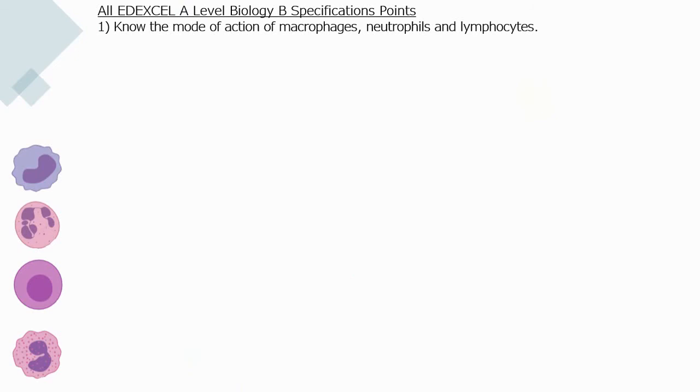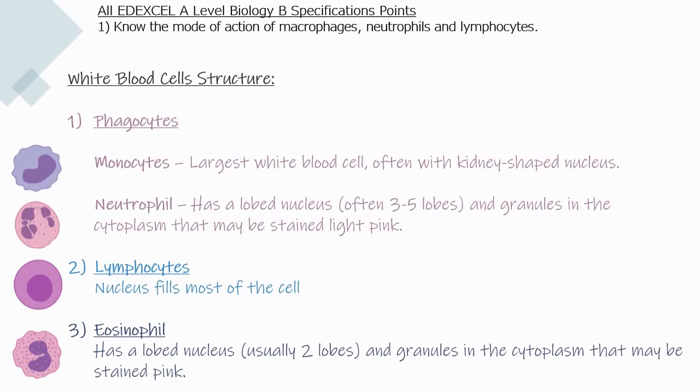So for EDEXCEL B, you need to know the structure of some of these cells. So phagocytes, we've got monocytes. So these are the largest white blood cell, and they often have a kidney-shaped nucleus. We then have neutrophils. So neutrophils have a lobed nucleus, and they have granules inside the cytoplasm as well. Lymphocytes, the nucleus fills most of the cell. And with eosinophils, they have a lobed nucleus and granules in the cytoplasm as well.